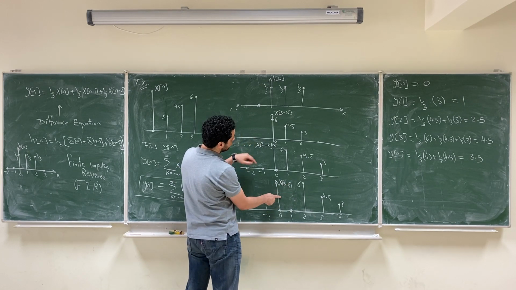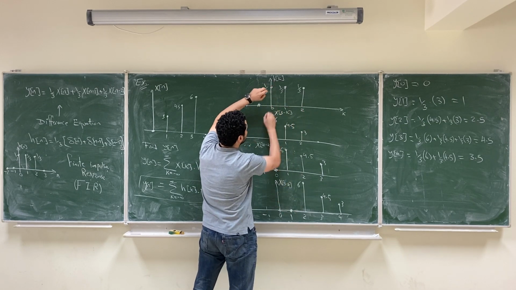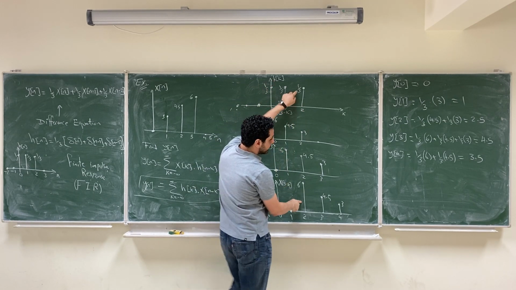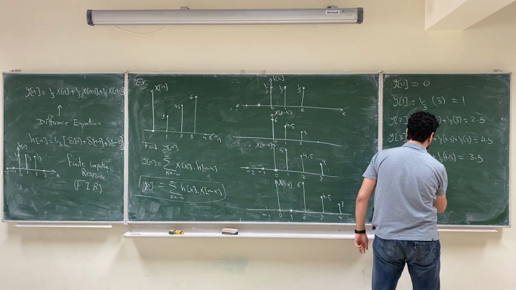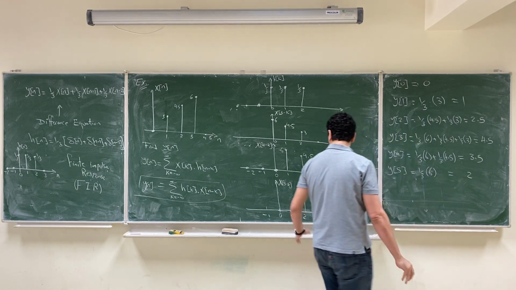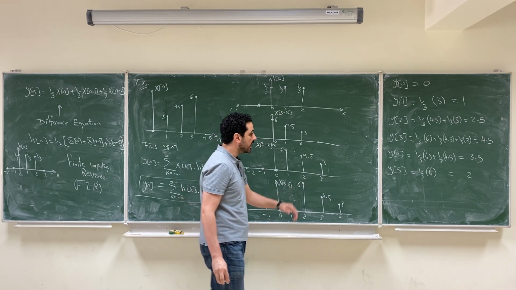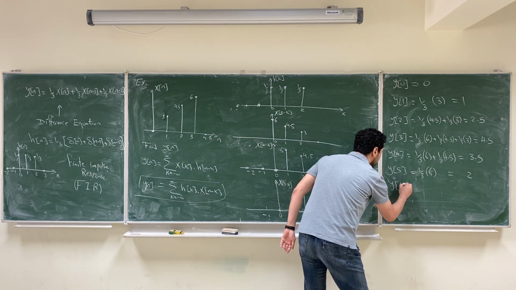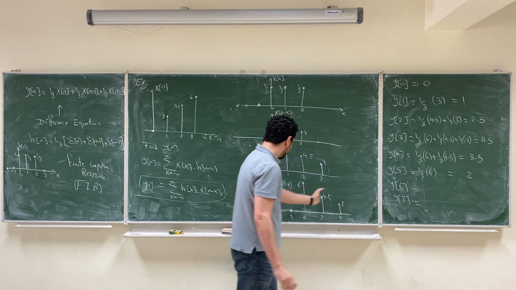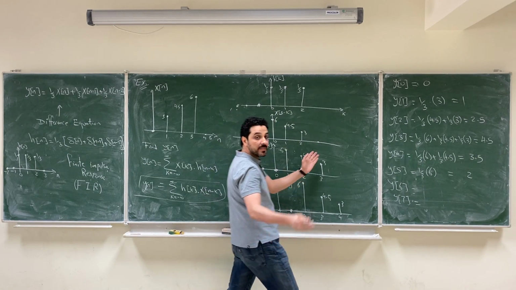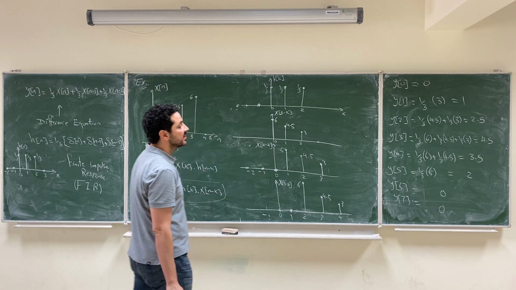When we multiply x of 5 minus k times h of k, the overlap will be only in this sample at 2, right? So y of 5 will be 1/3 times 6, which is 2. Next, if you shift x any more to get y of 6, or y of 7, or y of 8, or any other y, there will be no overlap, and the output will be 0. For all other shifts, the output will be 0.